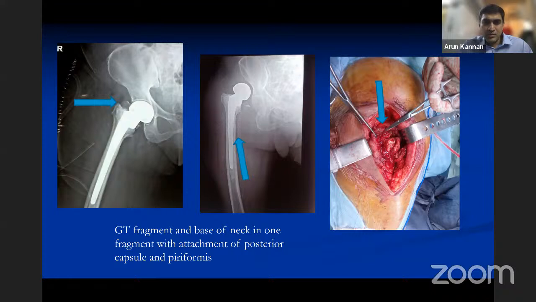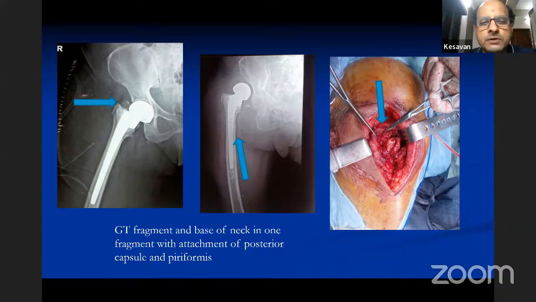What would the panel suggest here for the next step? I think a revision with reattachment of the greater trochanter will be necessary. In addition, these trochanteric fractures have a lot of problems with length restoration as well as offset, so it may be a good option to have a dual mobility also.